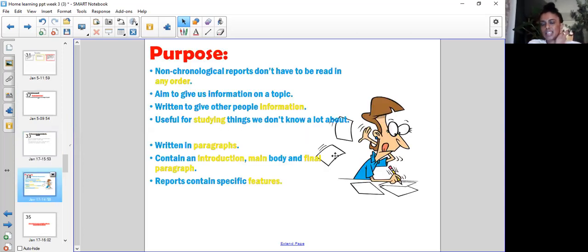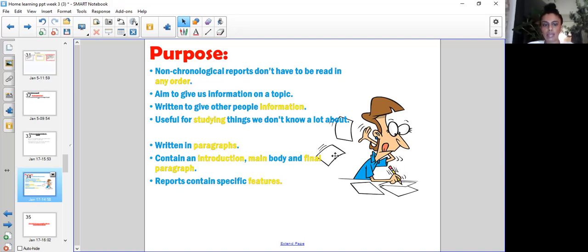The purpose, what is the reason? Why do we have non-chronological reports? Non-chronological reports don't have to be read in any order. They aim to give us information on a topic. They are written to give other people information as well. They are useful for studying things that we don't know a lot about.